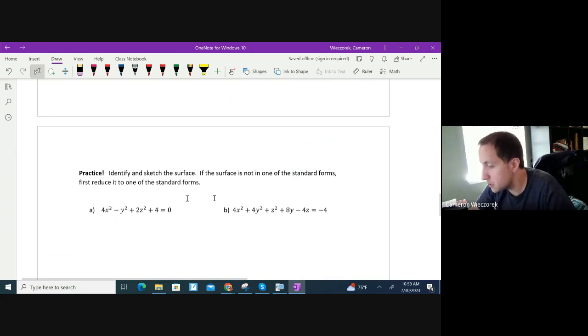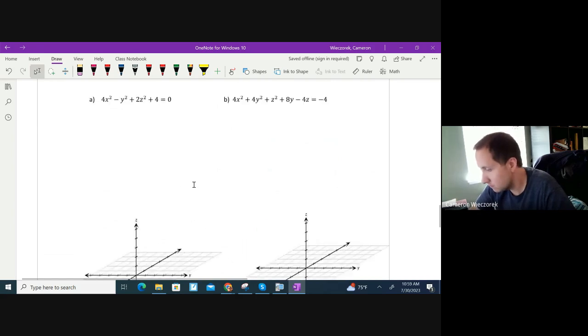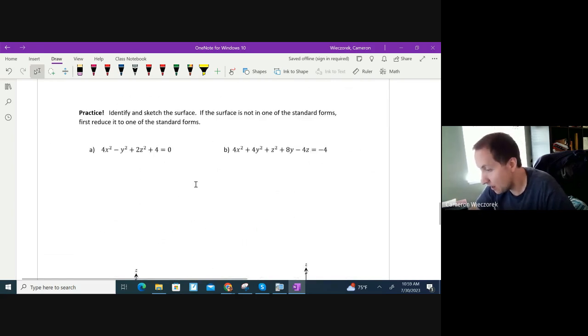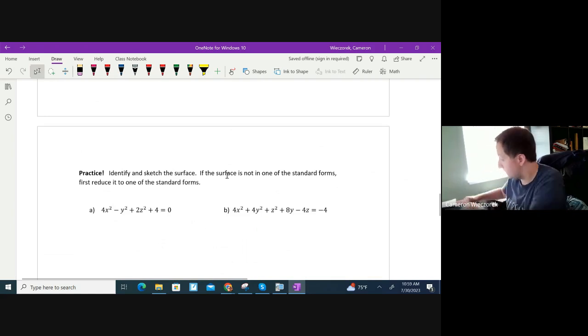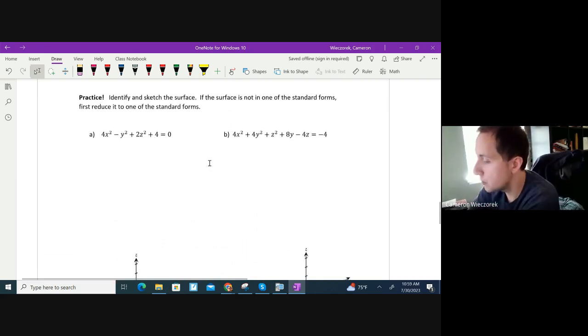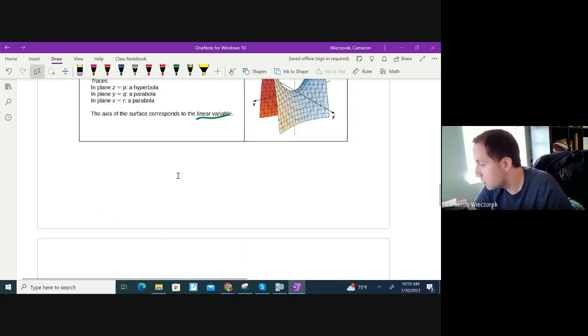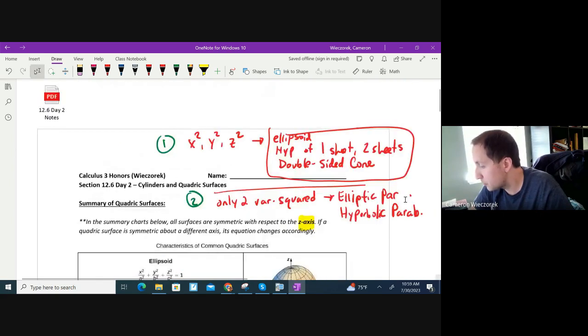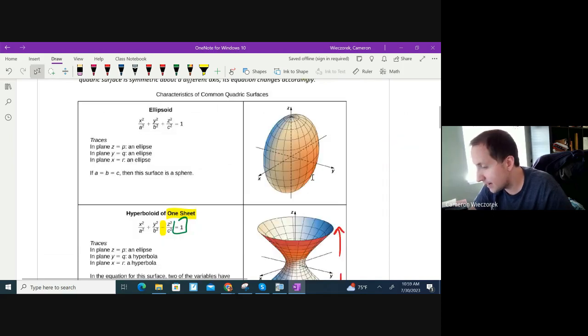So what we want to do with these is identify and sketch the surface. If it's not in standard form, which none of these are, then we first want to put it in standard form before we graph it. Okay, so first one. I see 4x squared minus y squared plus 2z squared plus 4 equals 0. First thing I notice, all the variables are squared. So if I look back at my list at the top, I can rule out elliptic paraboloid and hyperbolic paraboloid. I know it's going to be either an ellipsoid, a hyperboloid of one sheet, a hyperboloid of two sheets, or a double-sided cone.